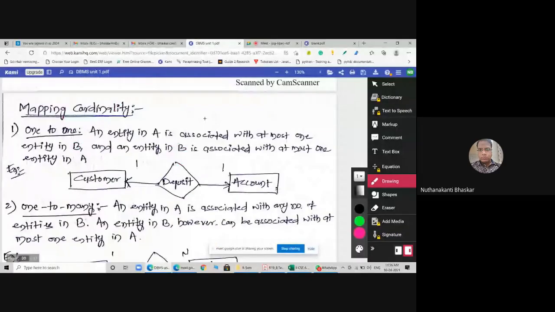This is also very, very important. Here, what is the mapping cardinality? Already I have discussed many times, if I take an entity, sometimes we are going to confuse whether it is an entity or entity set. Yes or no? For example, if I take student, student is an entity or entity set? Entity set.